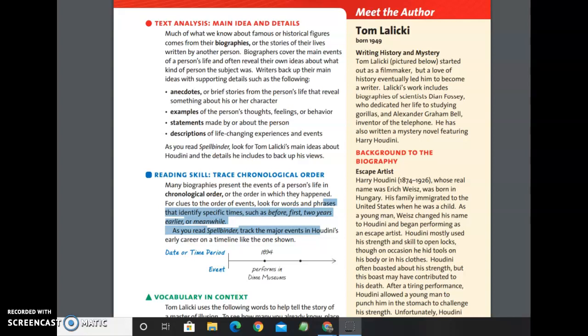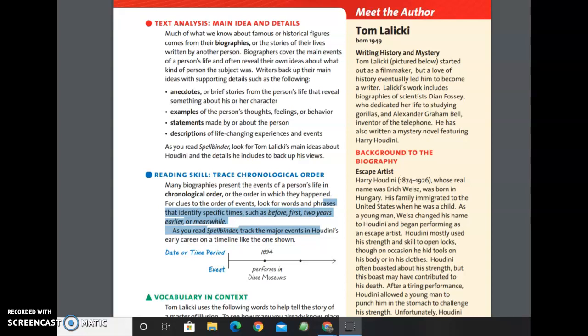All right, so the next thing we're going to be looking at is text analysis. And for this particular story, we're going to be really concentrating on main idea and details. So much of what we know about famous or historical figures comes from their biographies or the stories of their lives written by another person.